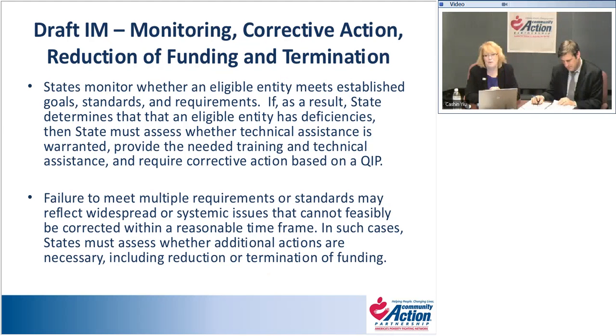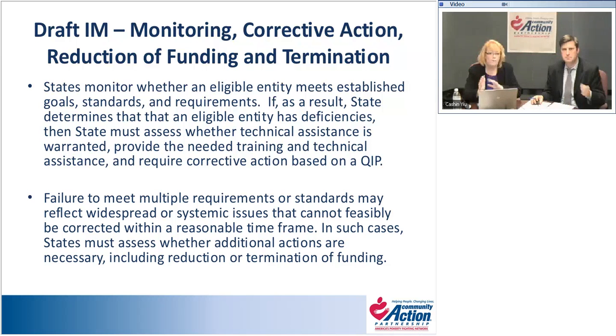But your CSBG monitors play a unique role, right? They look at the entire organization, and again, these standards really encompass the entire organization's capacity and practices. So here, states monitor whether an eligible entity meets established goals, standards, and requirements under the current Act. However, if as a result the state determines that an eligible entity has deficiencies, then a state must assess whether technical assistance is warranted, provide the needed training and technical assistance, and possibly require a corrective action plan based on the QIP, or quality improvement plan.